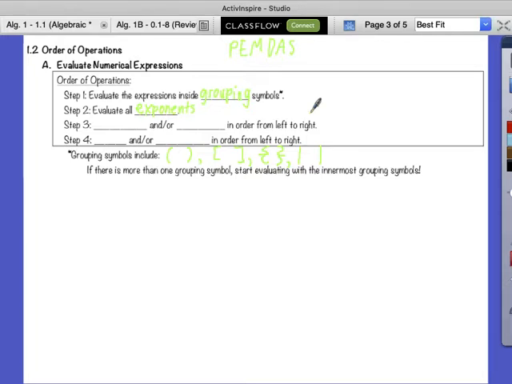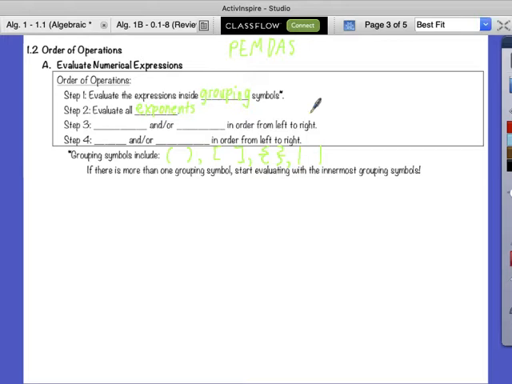Oh, excuse me, I meant to say one more thing about grouping symbols. If there is more than one grouping symbol, sometimes we'll have parentheses inside of brackets. You start with the innermost grouping symbol, so you work inside out. When there's more than one layer of them, you work inside out.